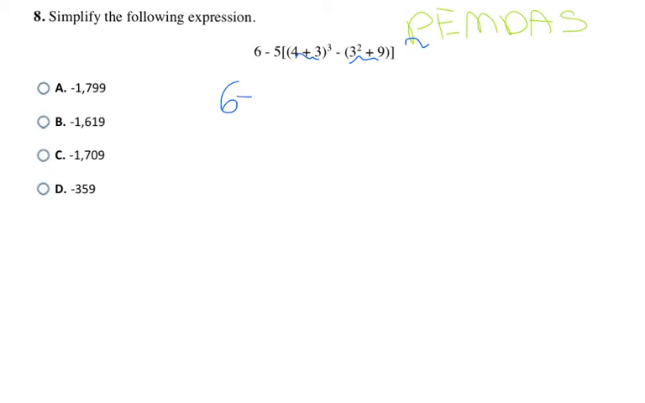So I'm going to have 6 minus 5 bracket 7 cubed minus, and now the second set of parentheses, I have an exponent and addition. So exponents come before addition, so I'm going to do the exponent first. So 3 squared is 3 times itself, so 3 times 3 is 9. So it's going to be 9 plus 9. And then I have my bracket at the end. So I'm not done with this innermost parenthesis yet. I did the exponent first, and now I have to do the addition. So 9 plus 9 is 18.